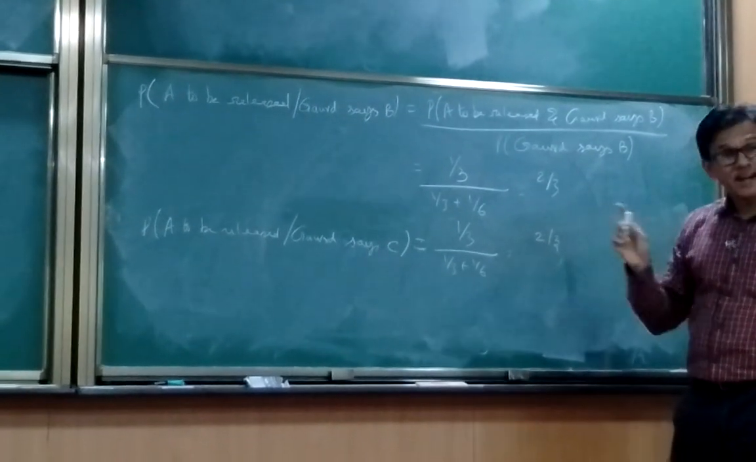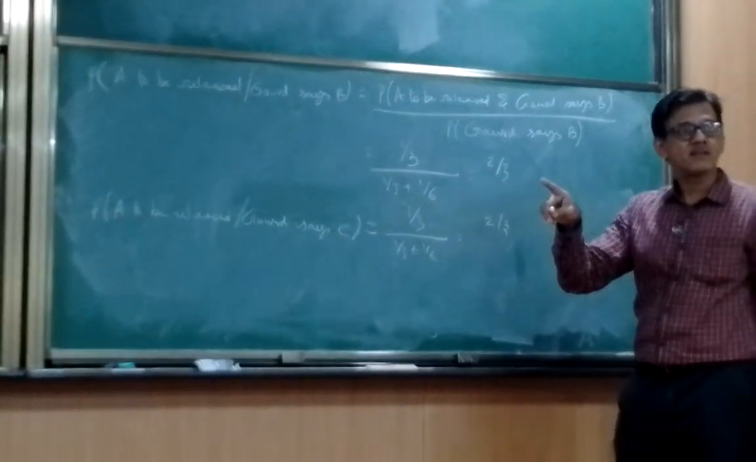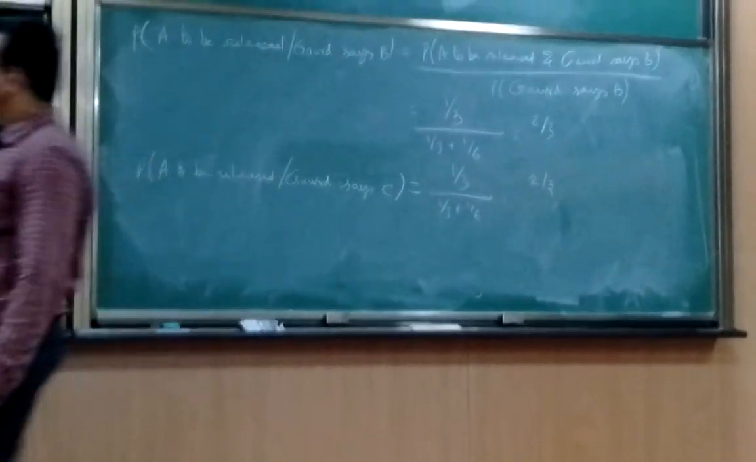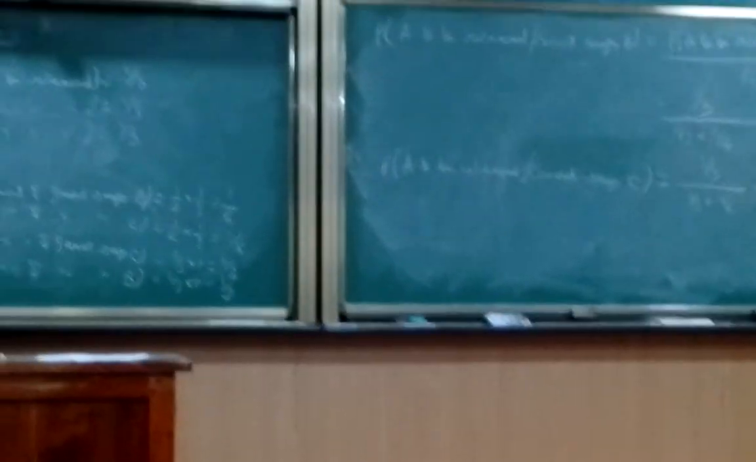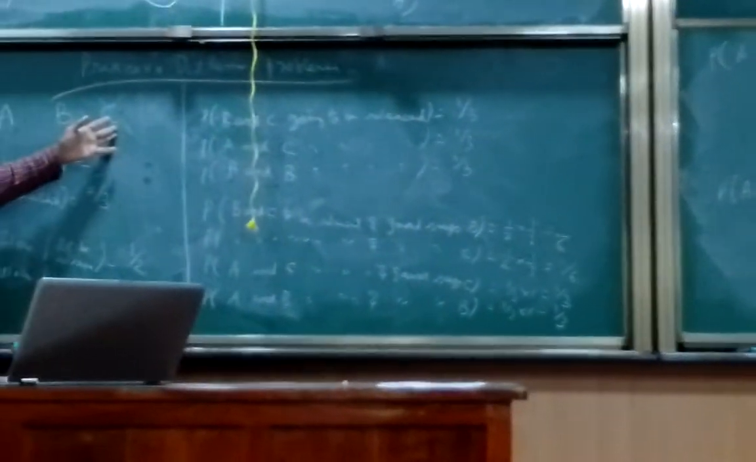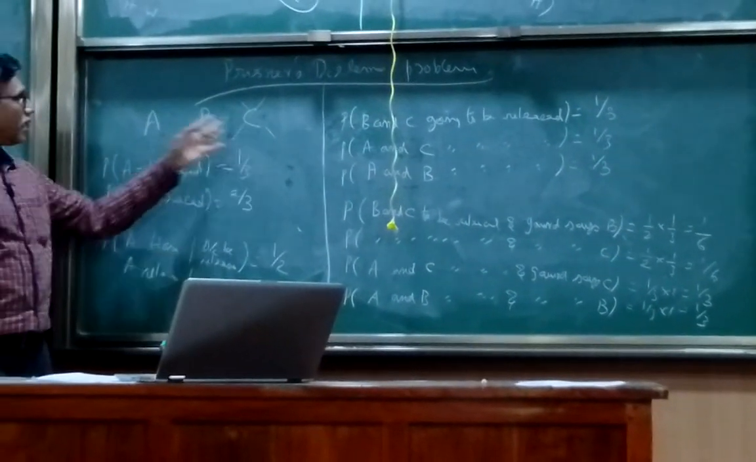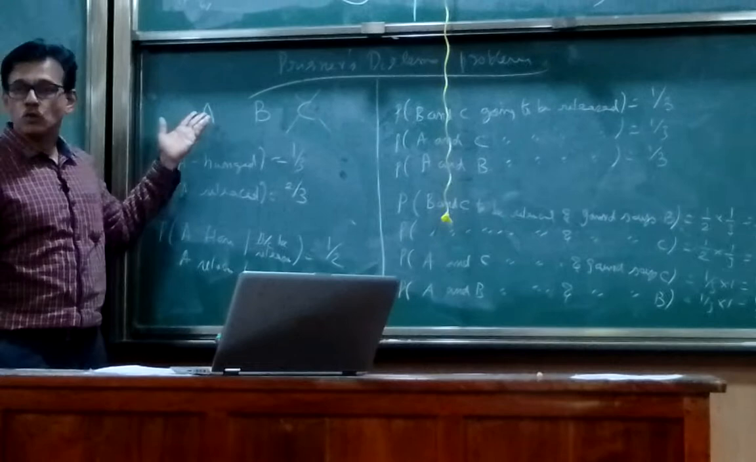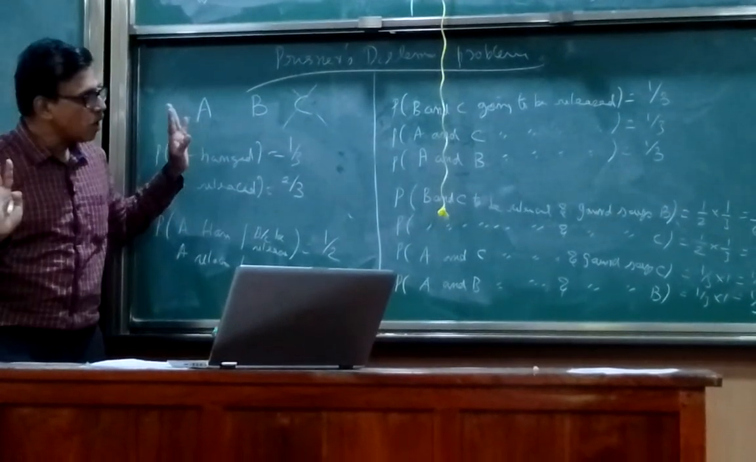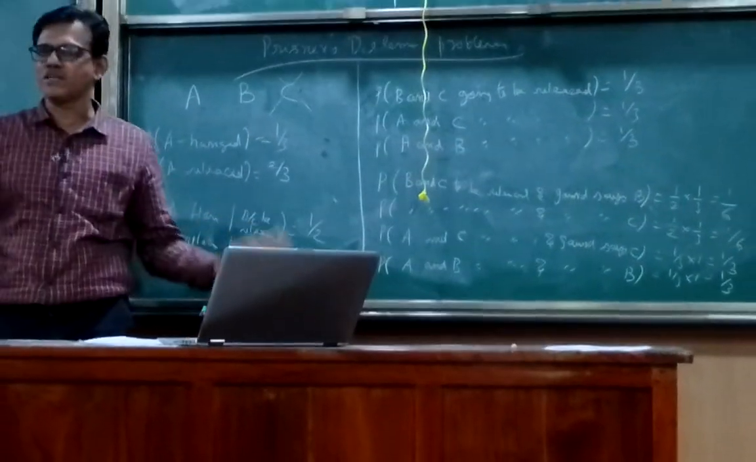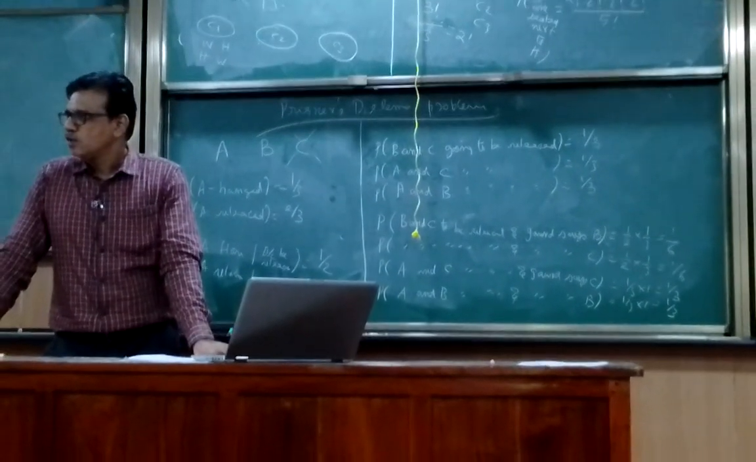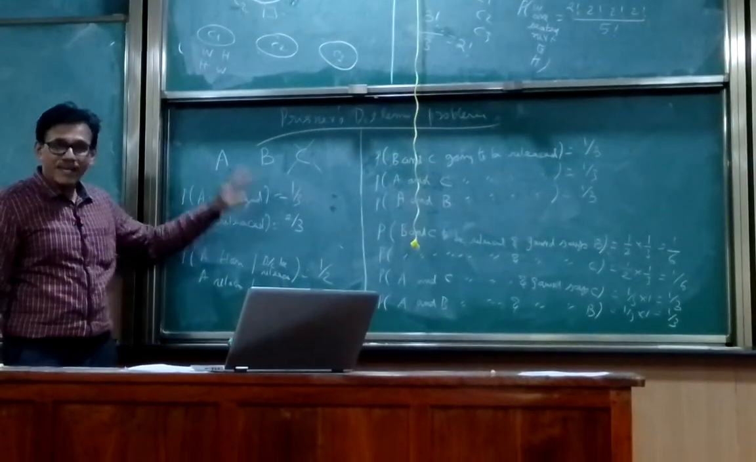Okay, and originally also it was 2 by 3 because see, there are 3 people, only one is going to be hanged. A is going to be released with the probability 2 by 3. So, if you look at this one, no additional information is being given. So, God can tell this answer. There is nothing wrong in that.